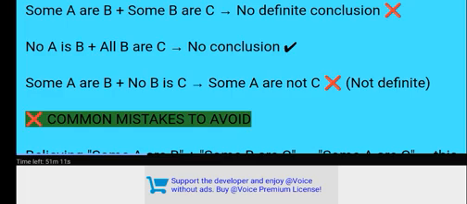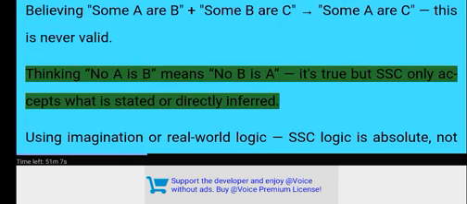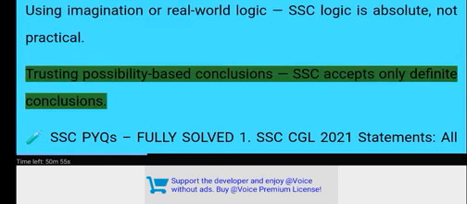Common mistakes to avoid. Believing some A are B plus some B are C gives some A are C; this is never valid. Thinking no A is B means no B is A. It's true, but SSC only accepts what is stated or directly inferred. Using imagination or real world logic: SSC logic is absolute, not practical. Trusting possibility based conclusions: SSC accepts only definite conclusions.